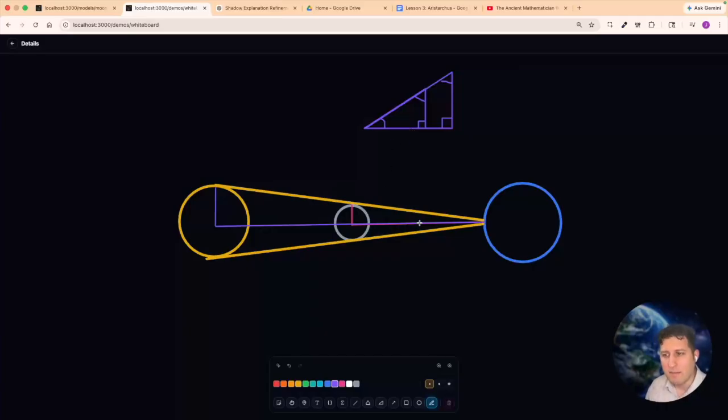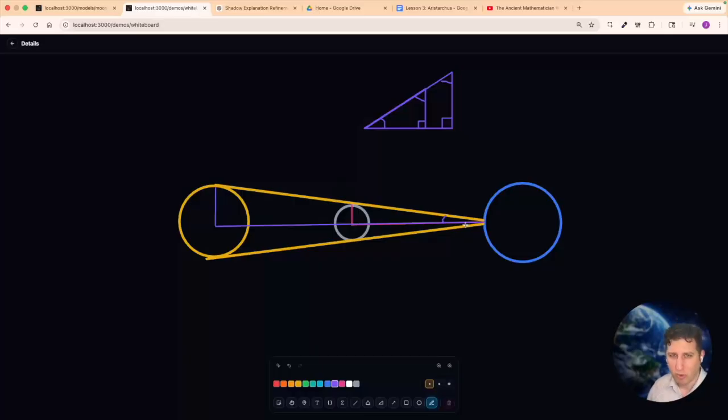So what does that mean here? Well, the triangle that represents the sun's distance and sun radius shares an angle here with the triangle that represents the distance to the moon and the size of the moon. So you can see here that that means that the ratio, the proportion of the radius of the sun and its distance is the same as the radius of the moon to its distance.